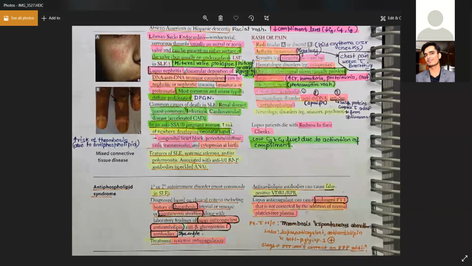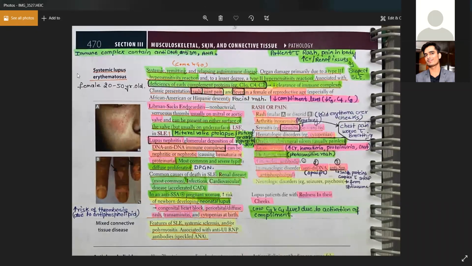Then comes SLE, the systemic lupus erythematosus. If you guys remember from the immunology lecture, we have discussed one fact about this disorder from the immunology, if anyone remembers.